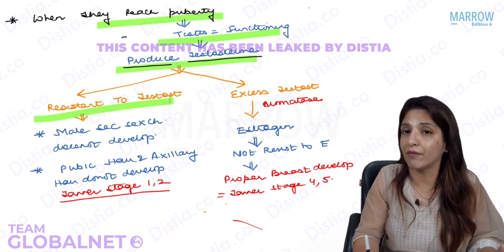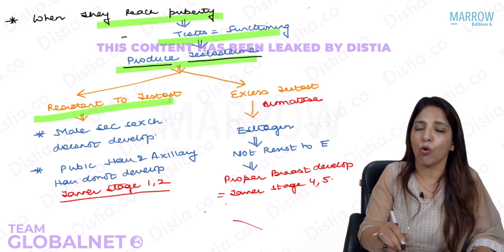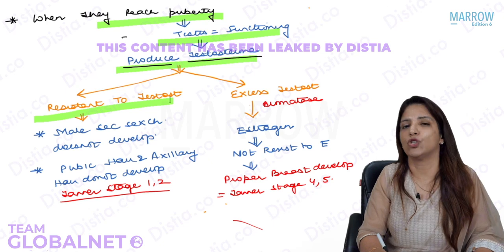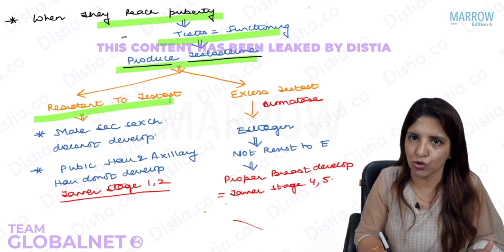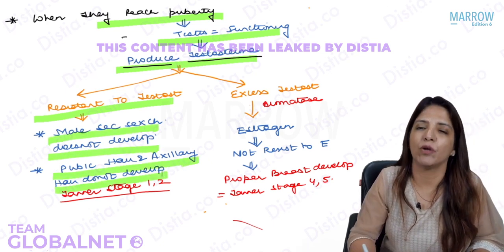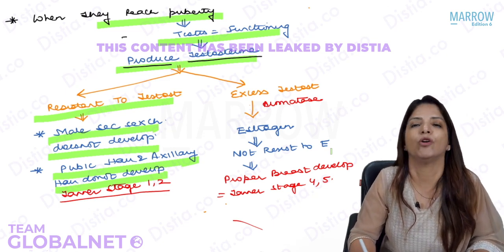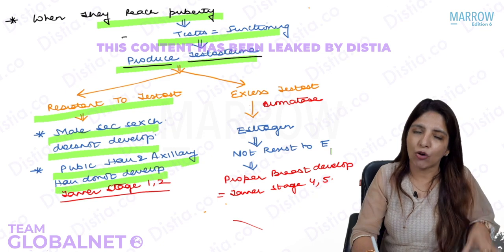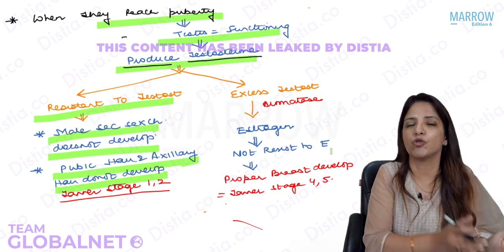So, they are not going to have any deepening of voice. They are not going to have increased muscle mass. And also because the development of pubic hair and axillary hair depends upon testosterone, in these individuals pubic hair and axillary hair will not develop and it will correspond to Tanner stage 1 or 2.